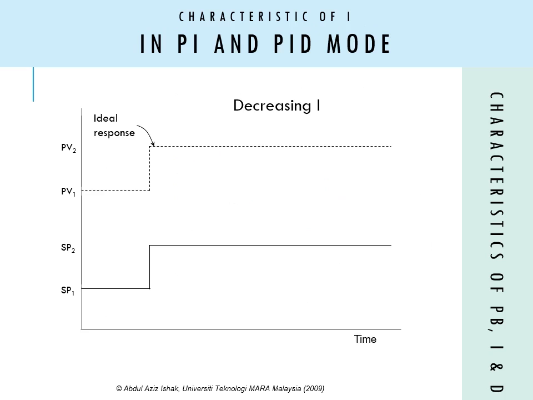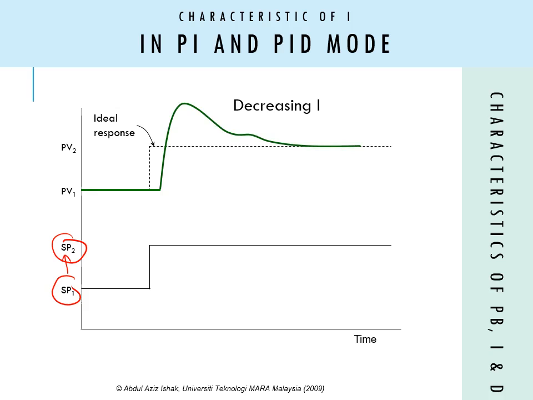In an ideal condition, when there is a change of the set point SP to SP2, the process response will look like the one represented here in dotted line. So this is the ideal response. When there is a change in set point, the process response curve will change exactly like the step input changes. Unlike the proportional-only controller, the process response will result in the offset.